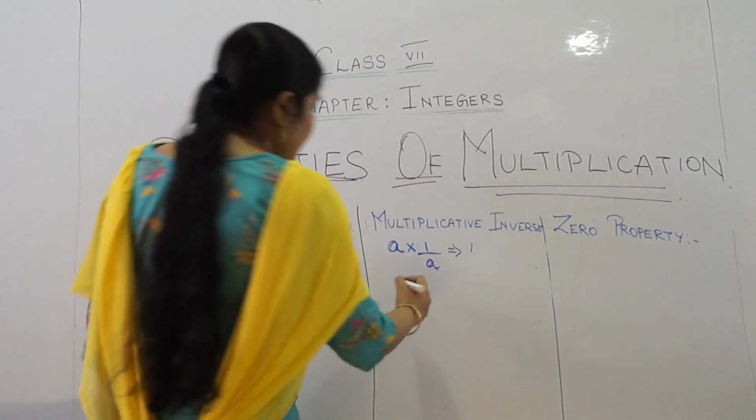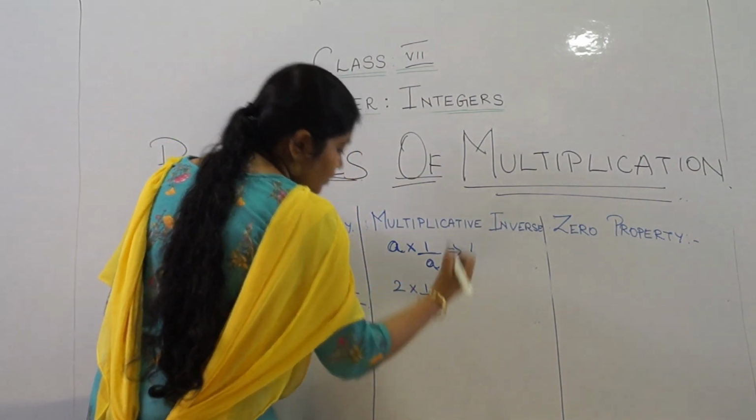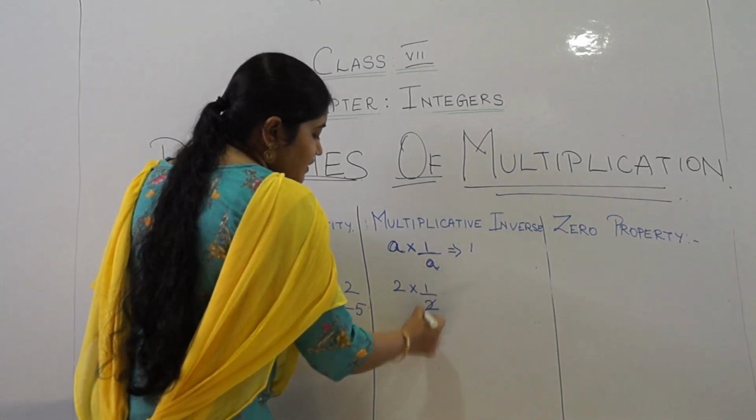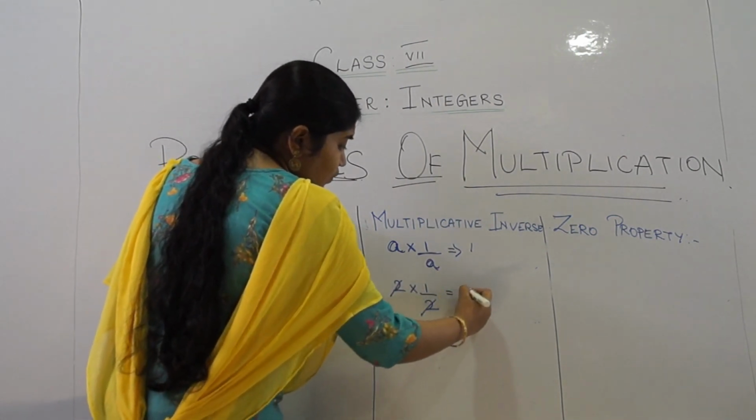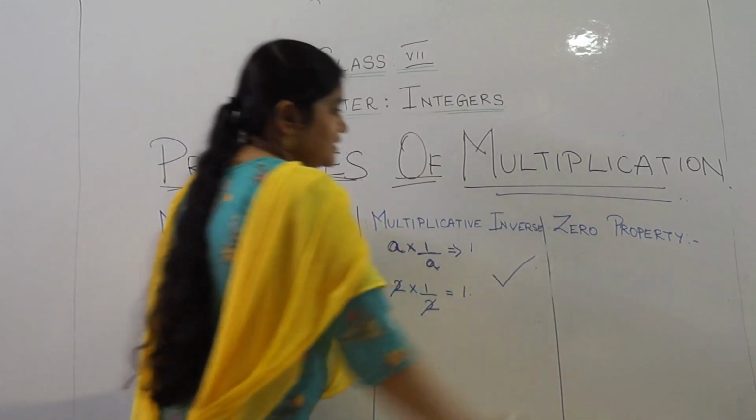Okay, so shall we check? 2 into its inverse is 1 by 2. When I multiply 2 with its inverse, 2 gets cancelled and I get 1. So yes, multiplicative inverse exists.